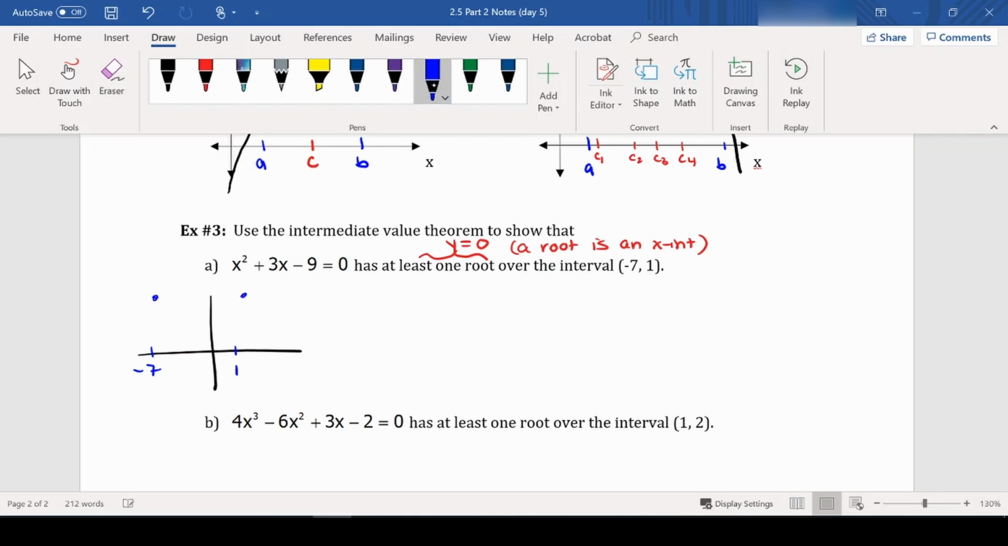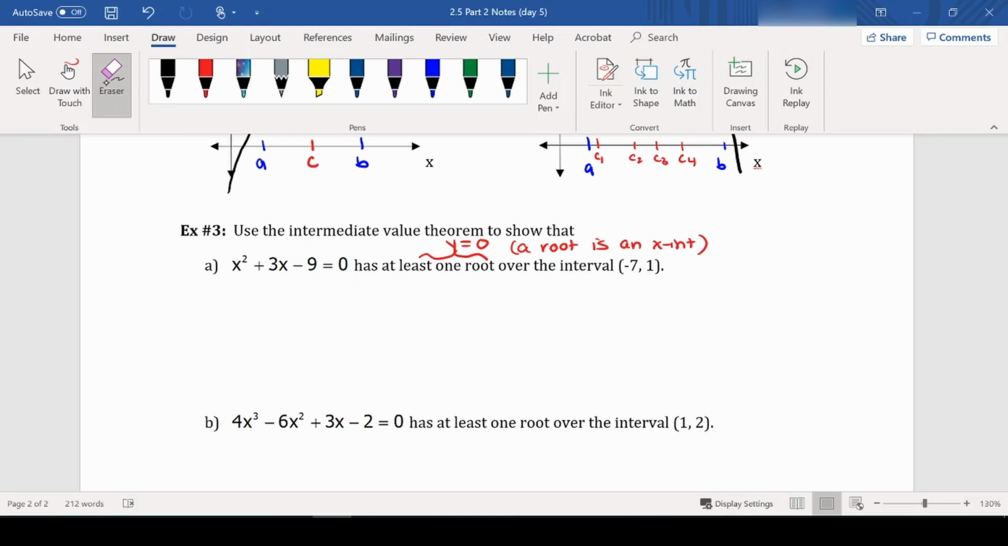If it starts above and ends above, it could look like this. That does not have a root in that interval. If it starts below and ends below, it could look like this. Again, it doesn't have a root in that interval. So we're basically trying to prove that this must be true by looking at, well, what's my y value at each endpoint?